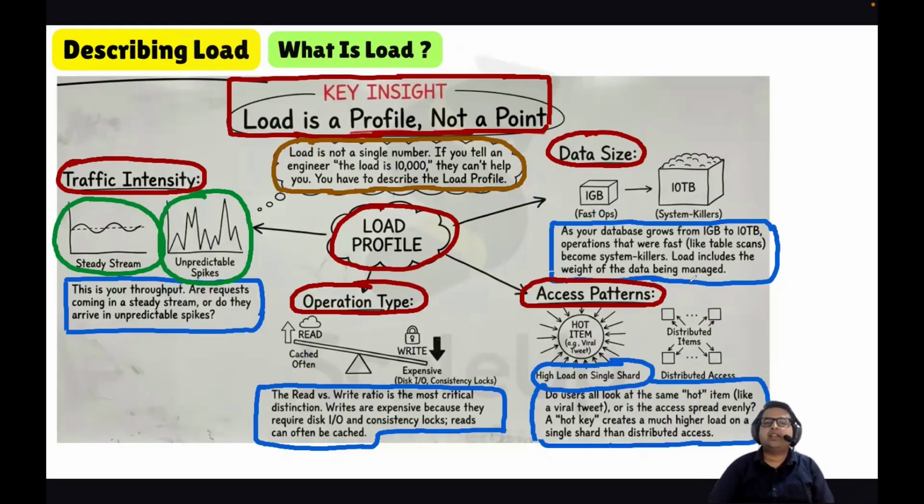So now it's very clear that if I talk about load, load is a profile. Load is not a point. Load is not just a number, because load is something which can change with time. So we have to describe the load profile. To describe it, we talk about the traffic intensity, whether the load is a steady stream or arrives in unpredictable spikes. The load profile talks about the data size, the operation type, the read-write ratio, and the access patterns.